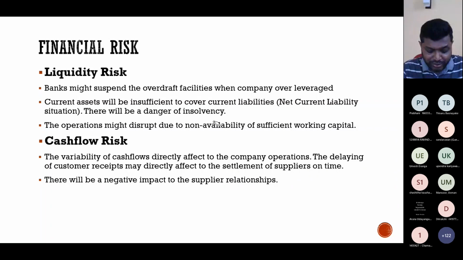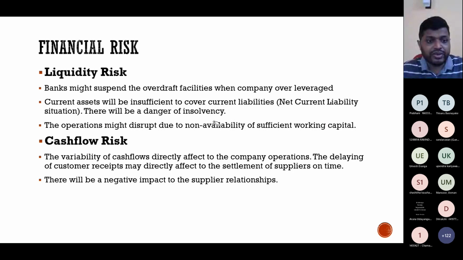Remember, if you don't have sufficient working capital, it will disrupt your day-to-day operation. Liquidity risk you can evaluate while calculating current ratio and quick ratio. Then you can get an idea. In the liquidity risk, if your current ratio is greater than 2 times of the liability, that means your liquidity risk is very low. But if your current asset is lower than current liability, it is one criterion for insolvency, then you will face some operational difficulties.